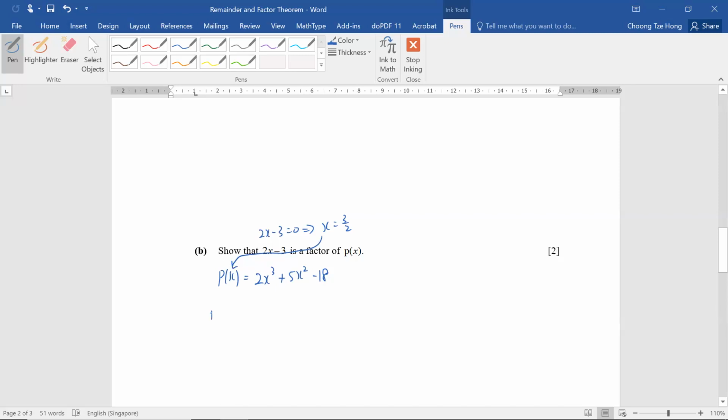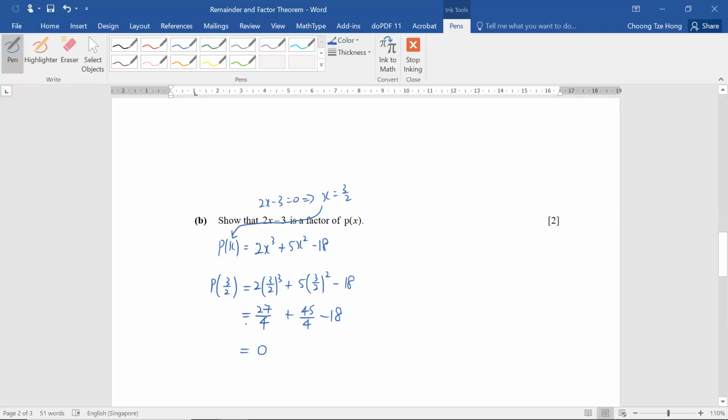Okay, over here, so now I'm going to find P(3/2). P(3/2) is 2(3/2) cubed plus 5(3/2) squared minus 18. Over here you calculate, you get 27/4 plus 45/4 minus 18. If you add all this together, you will get 0. So 27 plus 45 is 72, and 72 over 4 is 18, and 18 minus 18 is 0.